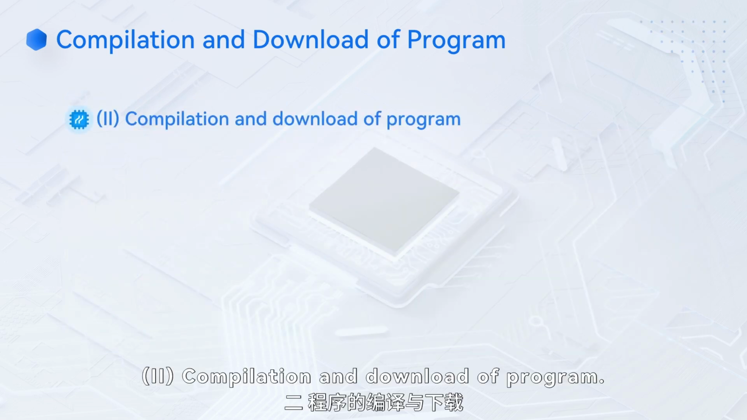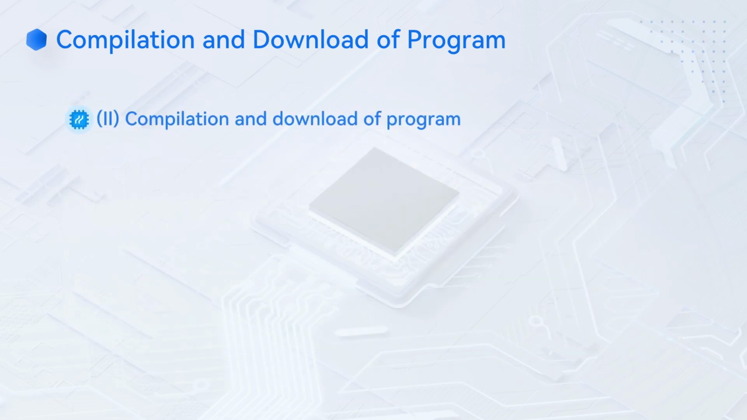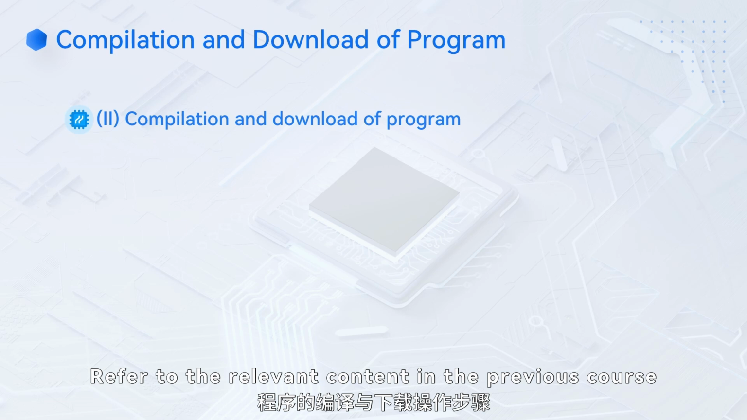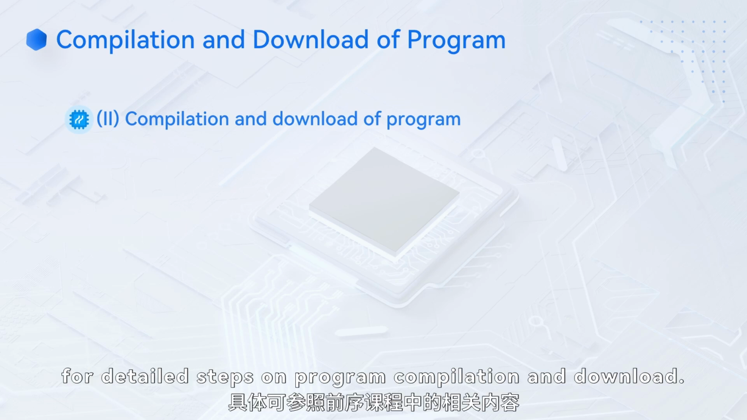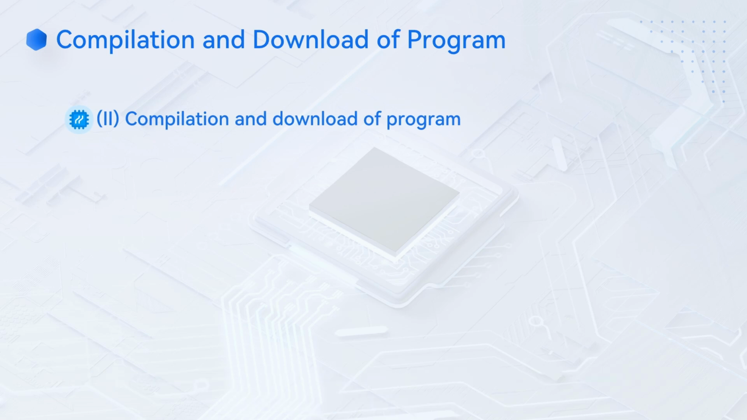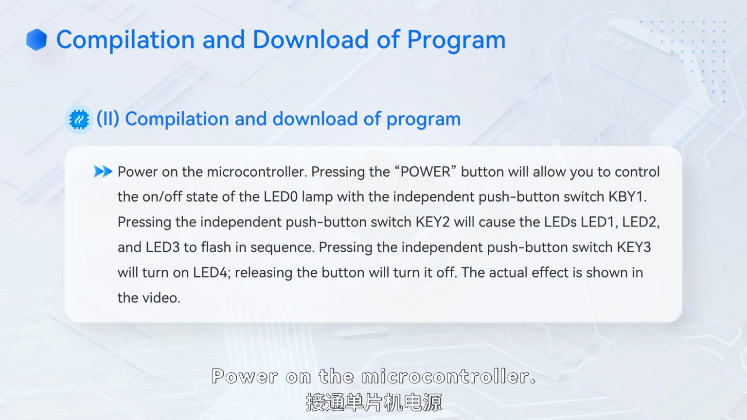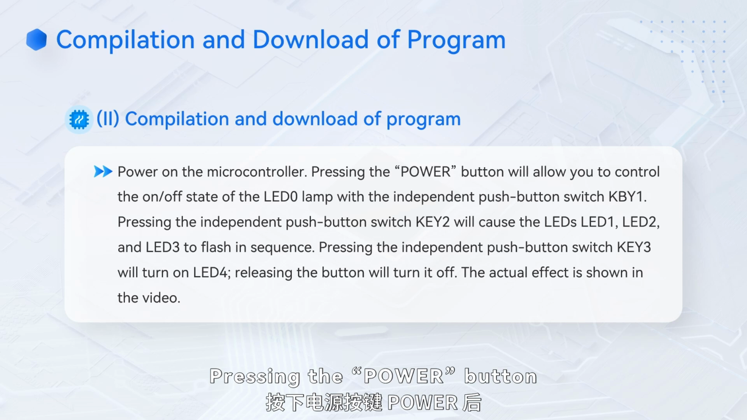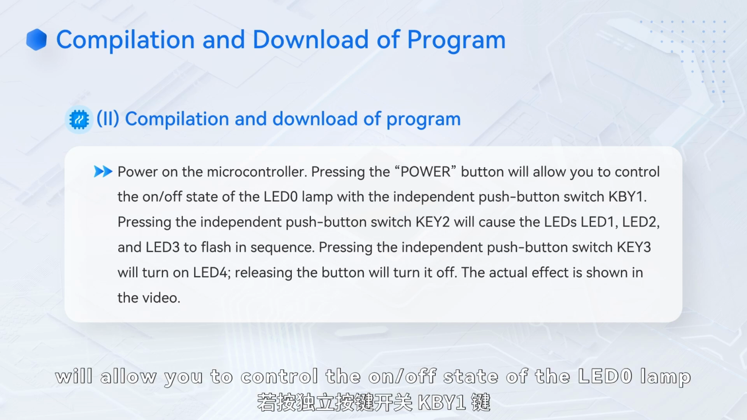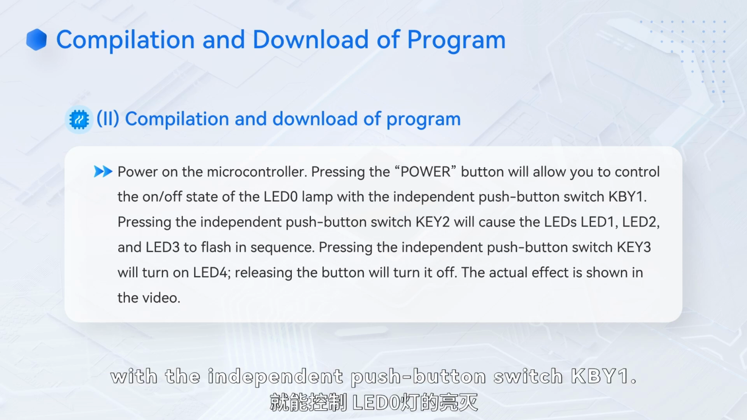2. Compilation and download of program. Refer to the relevant content in the previous course for detailed steps on program compilation and download. Power on the microcontroller. Pressing the Power button will allow you to control the on and off state of the LED 0 lamp with the independent push button switch KBY1.